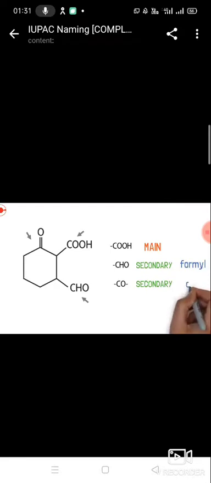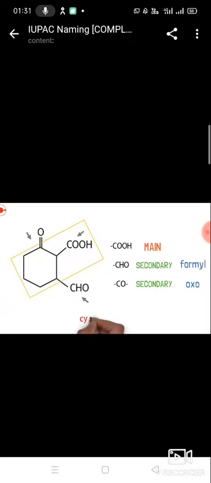Look at this. This is a cyclic compound. In this, 3 functional groups are present: one is ketone, another is acid, another is aldehyde. So for numbering, what type of priority should be given? COOH is the main one, and CHO and C=O are substituents. CHO is the formyl group, C=O is oxo. So we have to give the number from COOH, either clockwise or anti-clockwise. During that time we have to check for the minimum number.